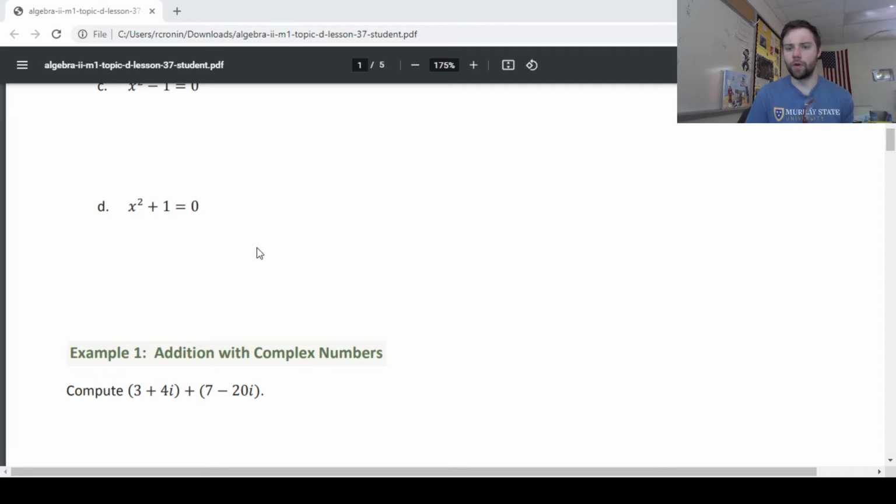And there are mathematical principles to apply to these complex numbers. One of the first things that you'll learn with complex numbers is how to add them. That's the goal: add, subtract, multiply, and even divide by complex numbers. So we're going to deal with addition first. We have 3 plus 4i plus 7 minus 20i.